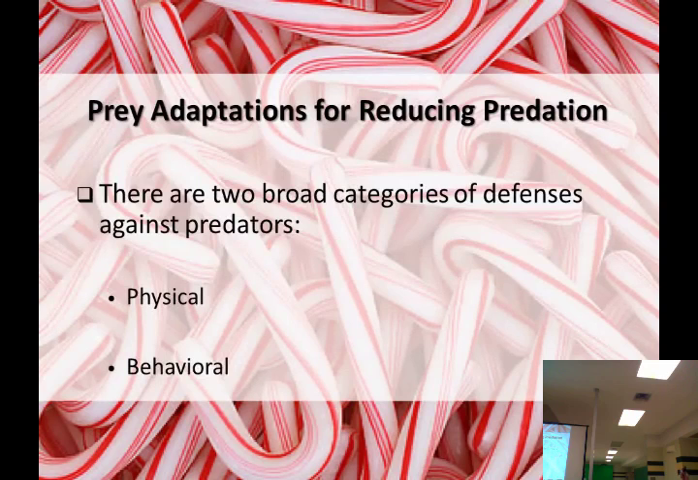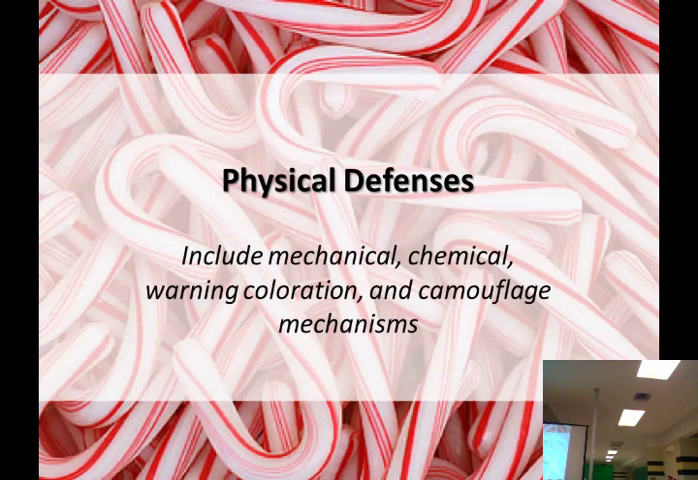So if you think about ways that you can try not to be eaten, looking at prey adaptations, there are 2 different categories of defenses that we use against predators. There's physical defense and behavioral defense. The first of these, physical defenses, we have 4 different types: mechanical, chemical, warning coloration, and camouflage.